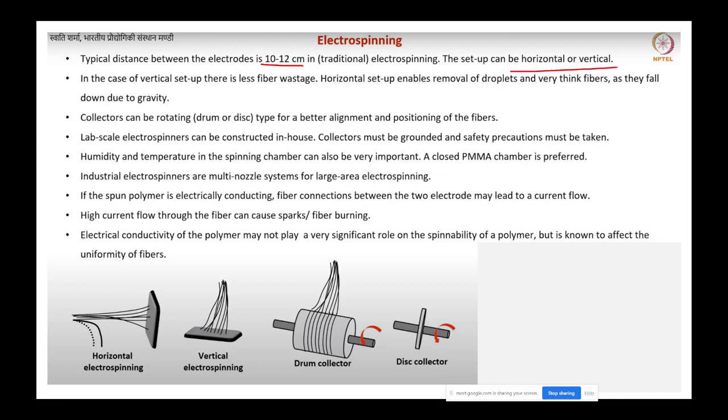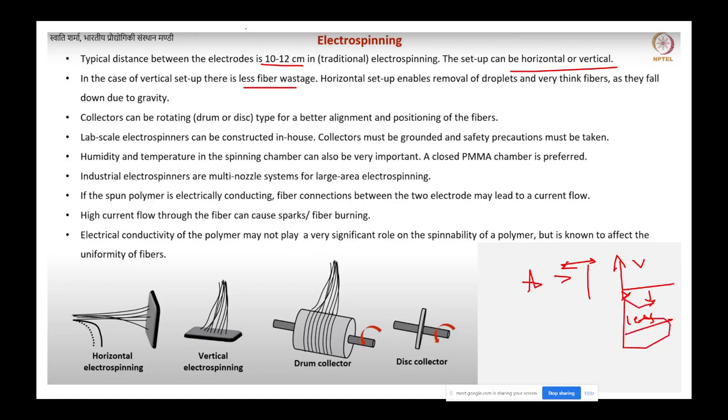For example, your one electrode can be here and your substrate can be here, so it is horizontal. Or your one electrode can be here and your substrate here, so it is vertical. It is possible in both directions. In the case of a vertical setup, there is less fiber wastage. So when you use the vertical setup, there will be less wastage in this particular case.